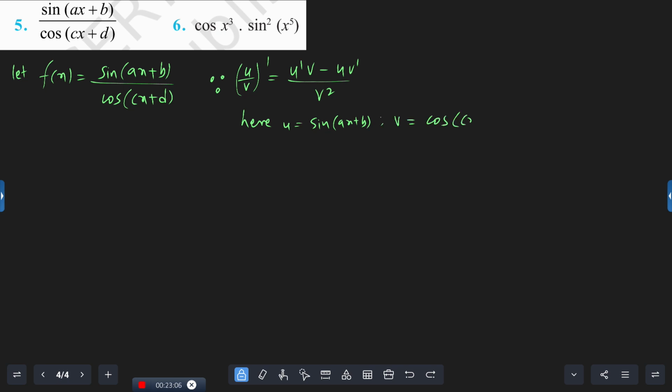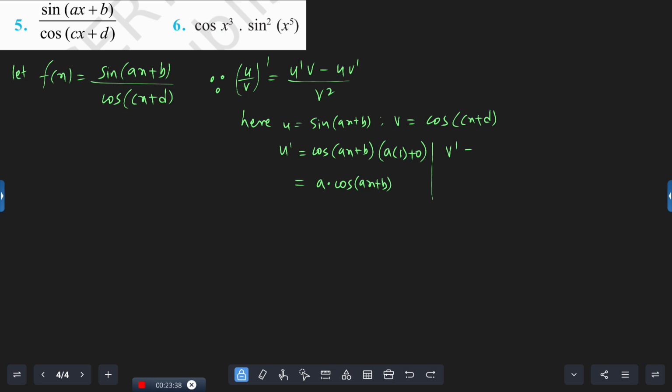Cos of cx plus d. I need u dash and v dash, so differentiate here. What is the derivative of sine? Cos. The angle stays as it is. The derivative of x is 1, and the derivative of b is 0. So when you simplify this, you will be getting a into cos of ax plus b. Am I right?